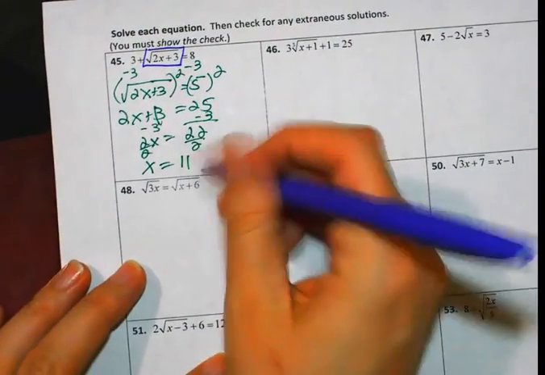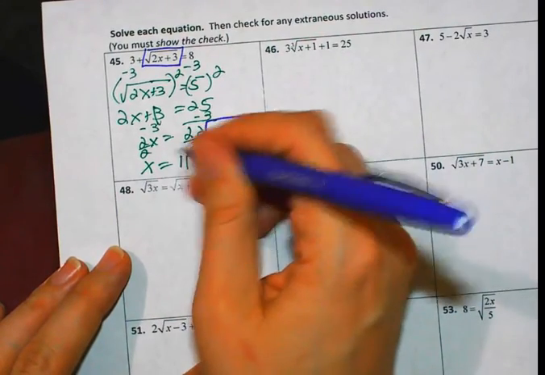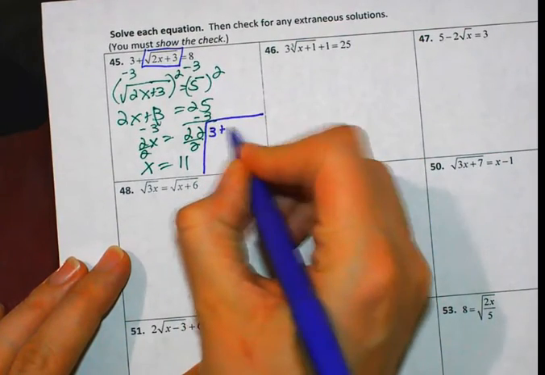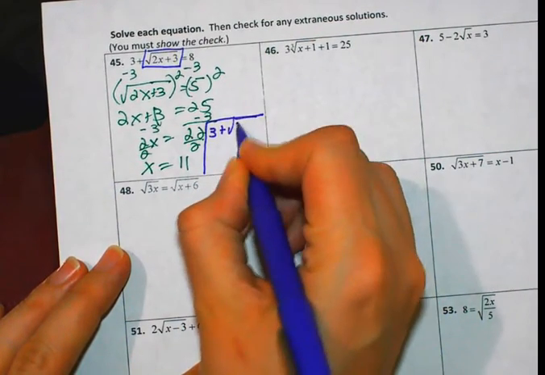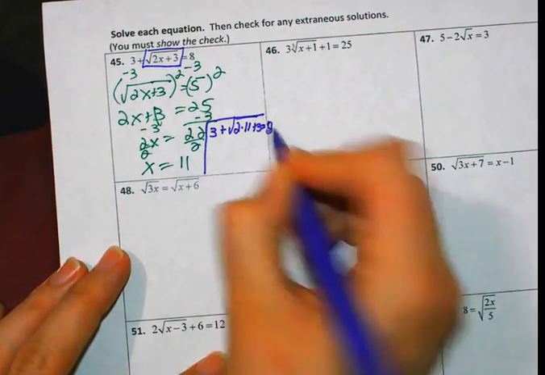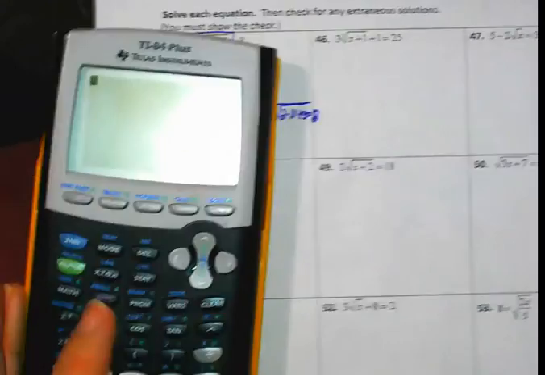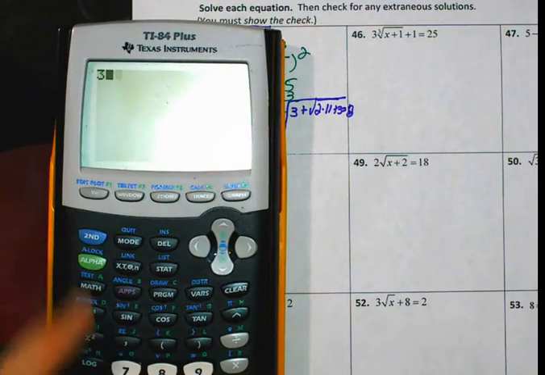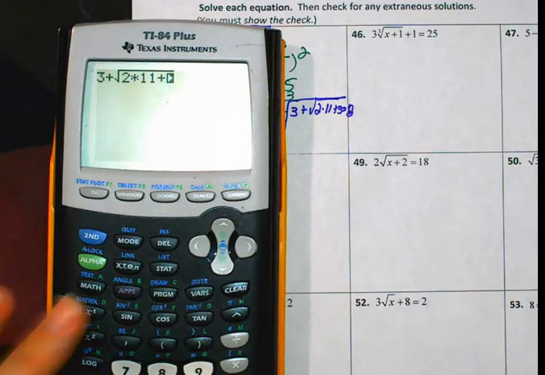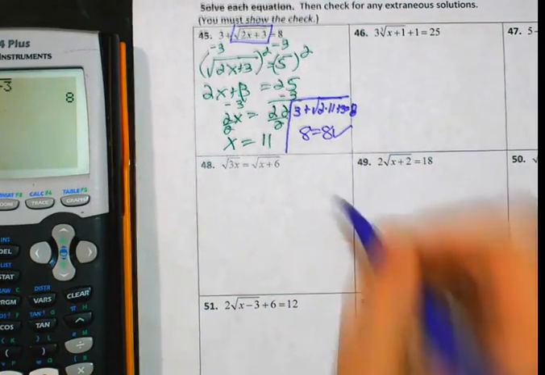You have to check these for extraneous solutions. So I'm going to do my check right here. Check just means to take the value that you got for x and plug it back into the original equation. 3 plus the square root of 2 times 11 plus 3 equals 8. We could put that whole thing in the calculator. I'm going to do 3 plus the square root of 2 times 11 plus 3. That equals 8. 8 equals 8. Check. We are good to go.